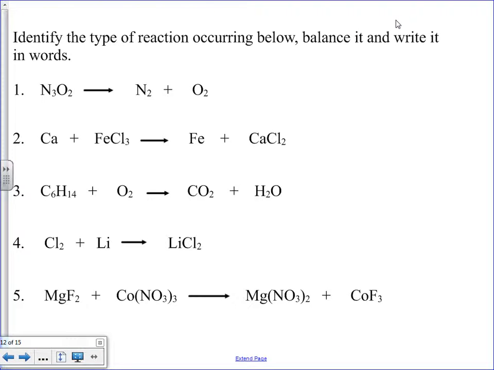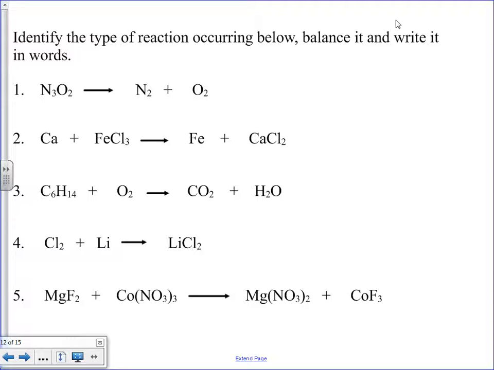All right, so things to remember from last week when we talked about this stuff. First off, there are 5 different kinds of reactions that we went over. Synthesis, okay? Simple decomposition, or we usually just say decomposition, okay? A combustion reaction, single replacement reaction, double replacement reaction, okay?